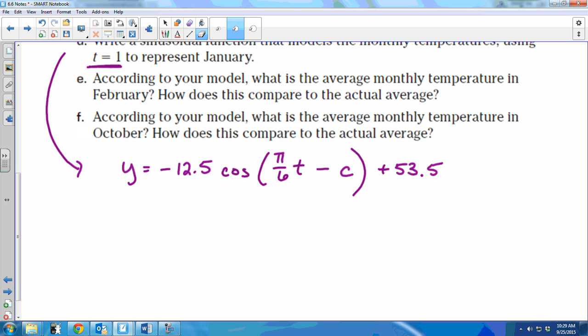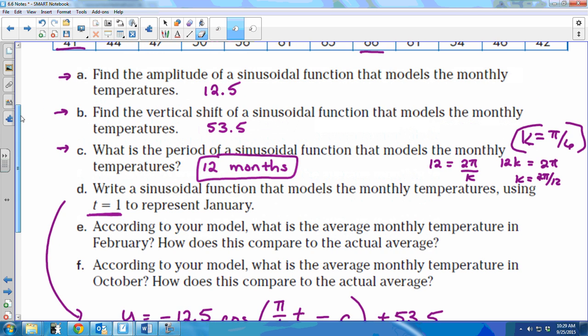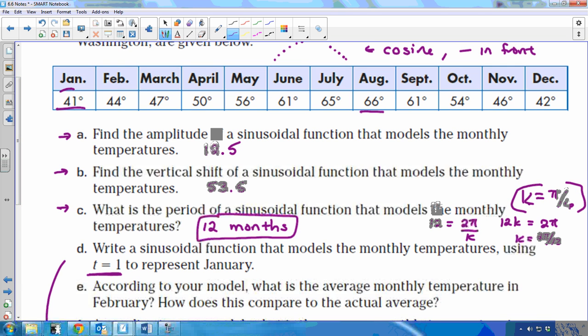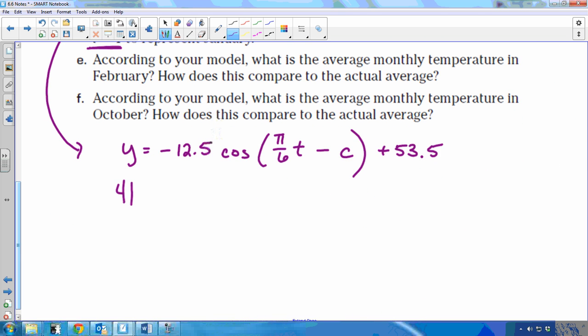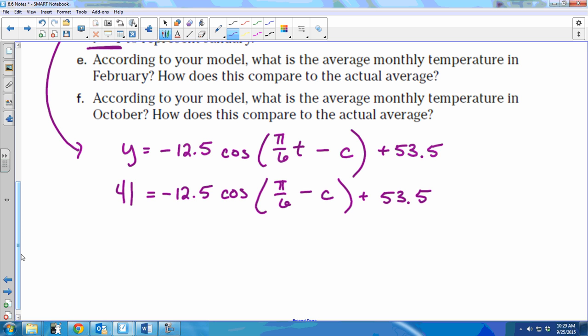I have a whole list of points, though. Like it tells me January is t equals 1, and I know a temperature for January. So in order to solve for C, we're going to put in a t value and a y value, and we're going to do an algebra problem to figure out what C is. Does that make sense? So since January is t equals 1, that'll be easy, and we have 41 degrees. So I've got 41 equals, pi over 6 times 1 is just pi over 6. So I'm just plugging in the point (1, 41). That's all I'm doing. Does that make sense?